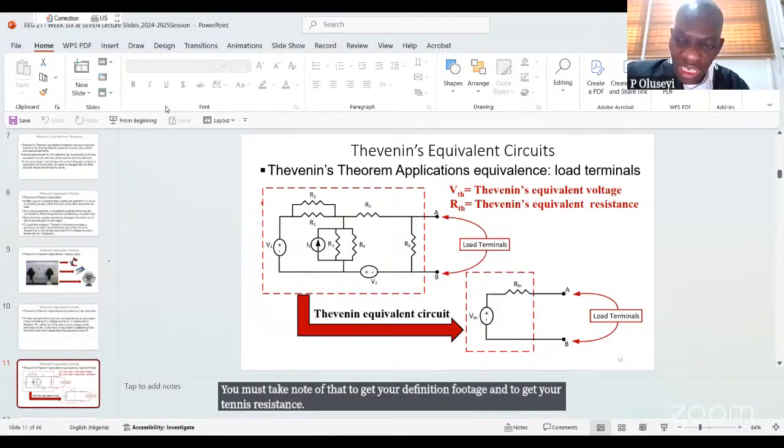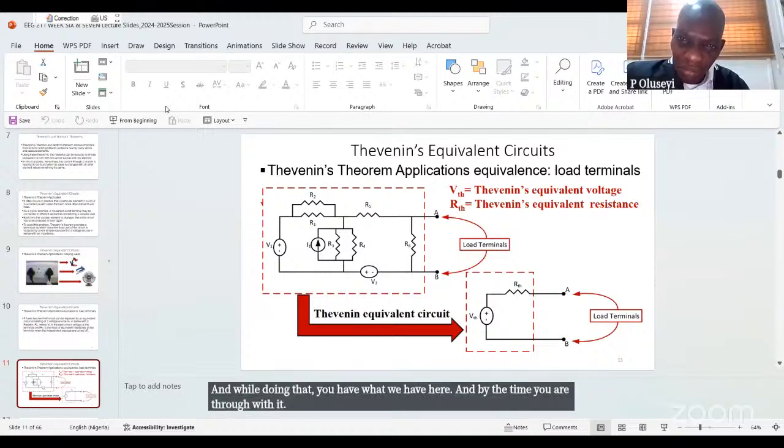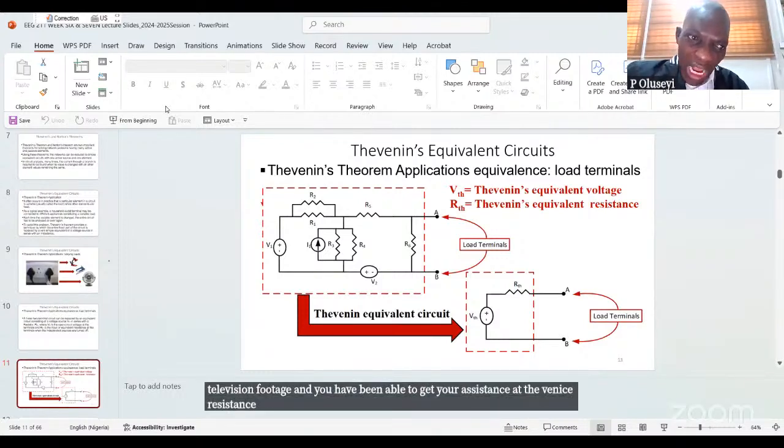And while doing that, you have what we have here. By the time you are through with it, you have the second diagram on your right. Now you have been able to get your voltage as Thevenin's voltage, and you have been able to get your resistance as Thevenin's resistance. So that's what you have there.